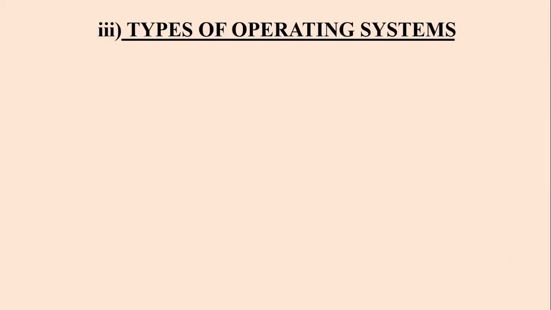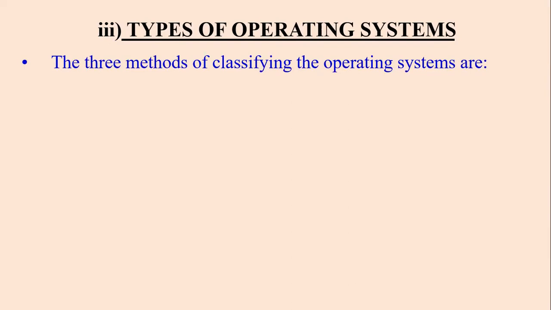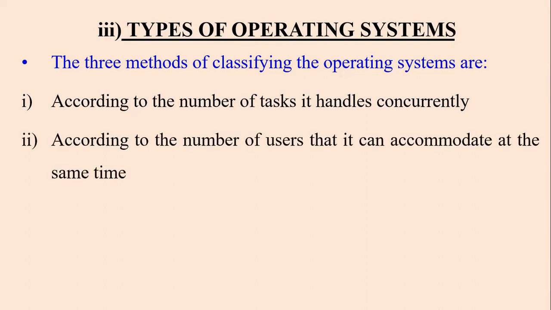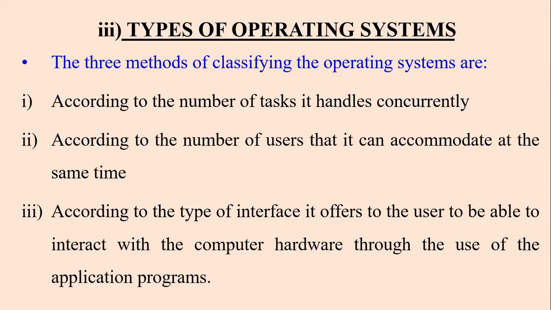Let's now look at the types of operating systems. In this section, we are going to view the types of operating systems based on the application perspective, just as I have said in the introduction of the topic or heading of this presentation. So the three methods of classifying the operating systems are: number one, according to the number of tasks that the operating system handles concurrently. Number two, according to the number of users that the operating system can accommodate at the same time. Number three, according to the type of interface that the operating system offers to the user in order to be able to interact with the computer hardware through the use of the application programs.